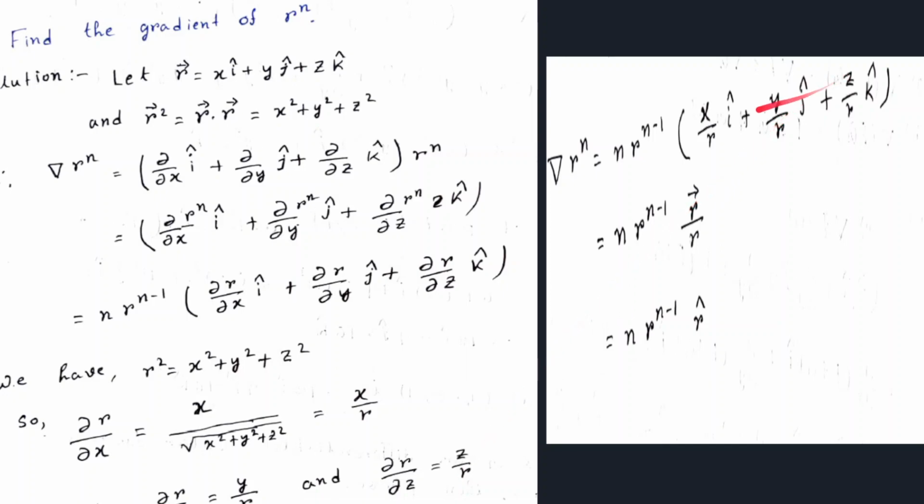So the gradient of r to the power n can be written as n r to the power n minus 1 times (x by r i cap, y by r j cap, z by r k cap). This is our known thing, vector r by r, which we call the unit vector. So the final answer is n r to the power n minus 1 times the unit vector of r.